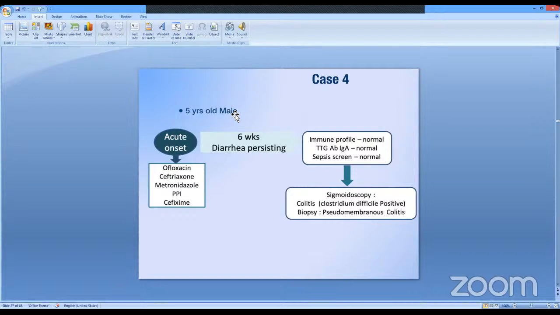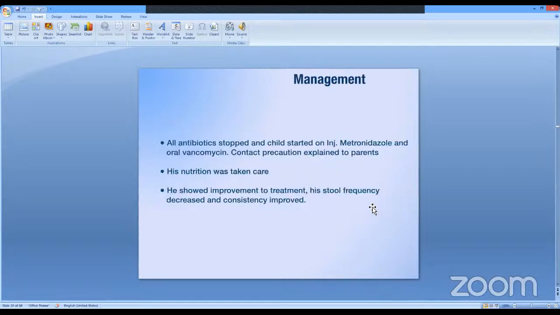Now another 5 year old male, acute onset diarrhea. Received ofloxacin, ceftriaxone, metronidazole, PPI, cefixime, multiple antibiotics, and diarrhea persisted beyond 6 weeks. Immune profile was done, suspecting immune deficiency, TTG-AB suspecting celiac, sepsis screen, all are normal. Then sigmoidoscopy done, colitis found, and biopsy shows pseudomembranous colitis, and Clostridium difficile toxin was also positive, and treated along the line of pseudomembranous colitis. Antibiotic stopped, metronidazole was advised, vancomycin given, and patient got cured.